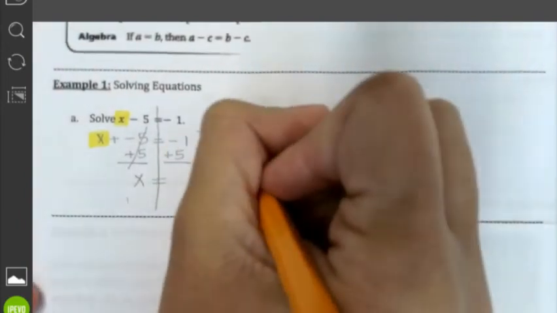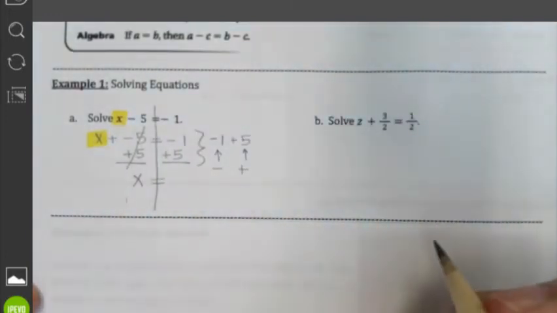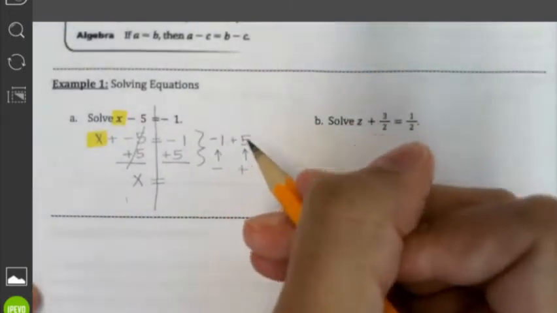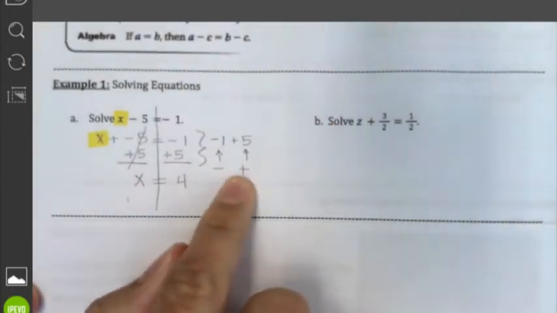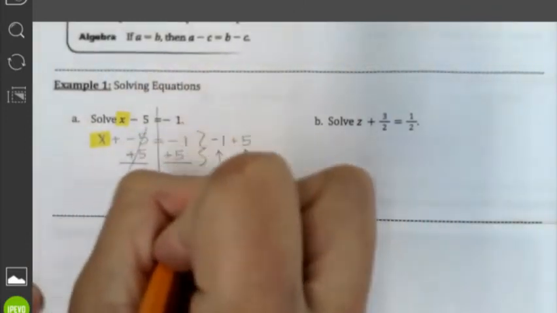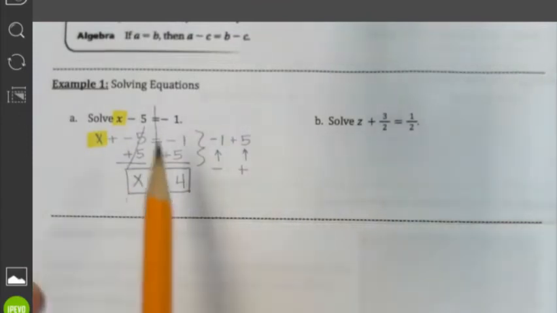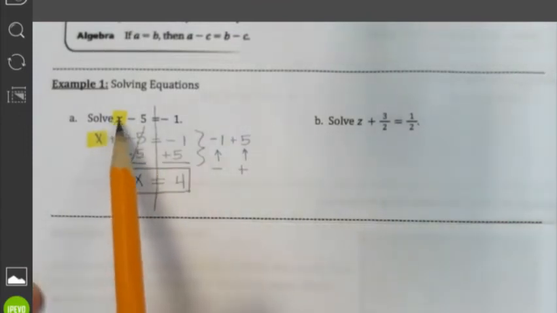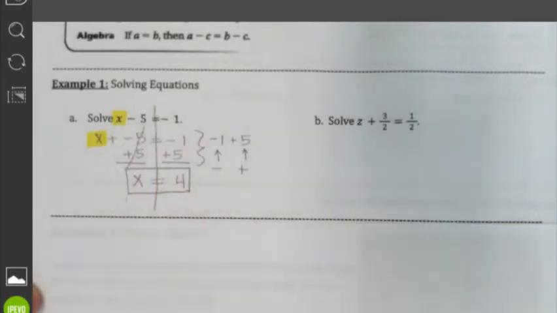Now we have to decide if we have same or different signs. We have different signs. We find the difference between the numbers. The difference between 1 and 5 is 4. And the 5 would win in a tug of war, so it is a positive 4. So x equals positive 4. Now you can check your work by plugging that back in. It is true that 4 minus 5 equals negative 1, so we're happy with that answer.